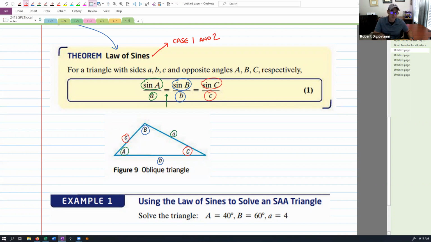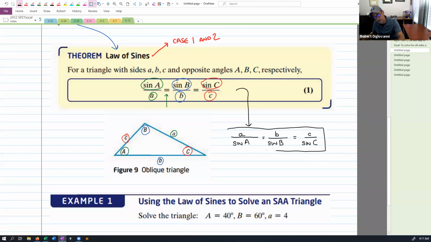But I also want to add something to it that the book doesn't state, and that is that when you use the law of sines, you are free to flip everything over. So this law of sines can also be written little a over sine of capital A must be equal to little b over sine of capital B, but that must be equal to little c over sine of capital C. Okay, so at any point in time, if you're using law of sines, you are free to flip the fractions over and it's still all true.